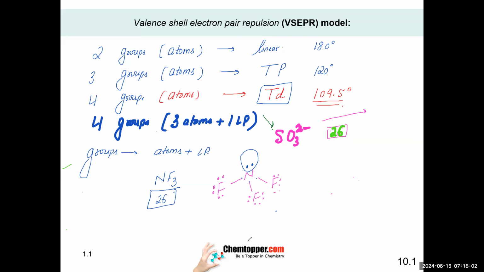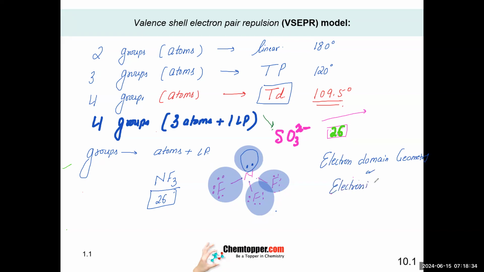NF3. Now, how many groups around nitrogen? For the groups, you are going to count the lone pairs and the atoms. So, what should be the electronic geometry or electron domain geometry? Some teachers say electron domain geometry, but nowadays I have seen that everybody is more into electronic, which is due to lone pairs and bond pairs. The electron domain geometry or electronic geometry for 4 groups is tetrahedral.